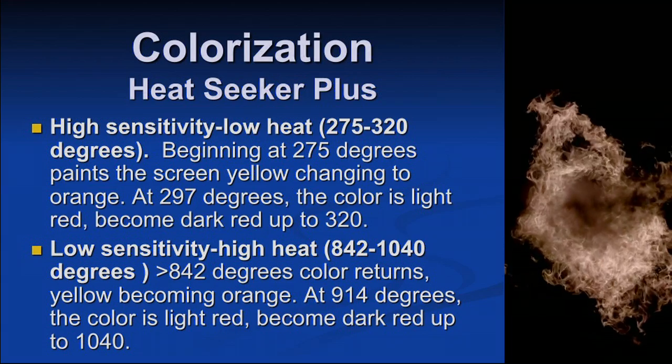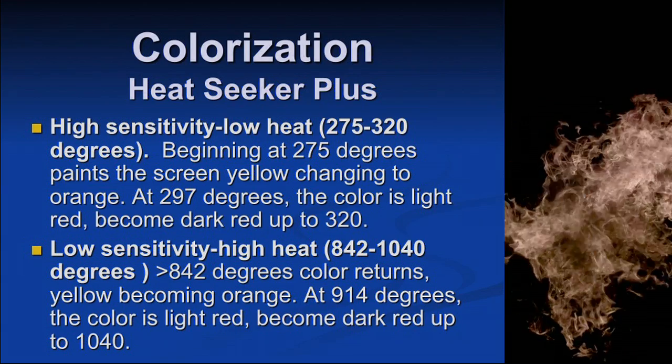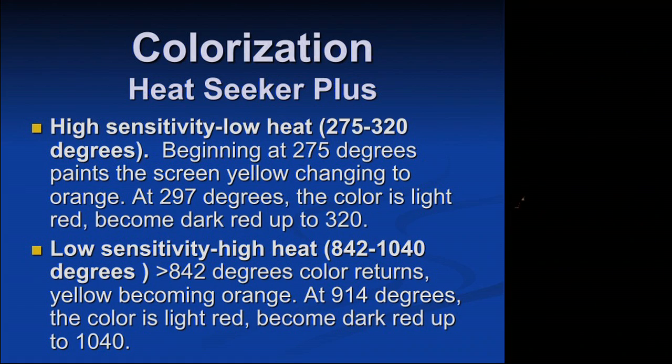To protect the camera, once it goes above 320 degrees and a percentage of the screen is subject to colorization, the camera will switch to the low sensitivity, high heat, or firefighting mode. When this occurs, the colorization will go away until the camera sees temperatures around 850 degrees. At that point, it will start the colorization process over again from yellow to dark red. Once it gets a little over 1,000 degrees, the color again will go away.